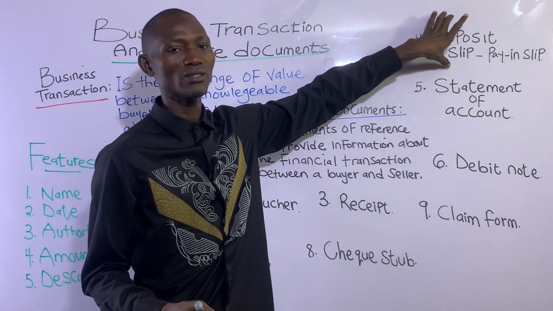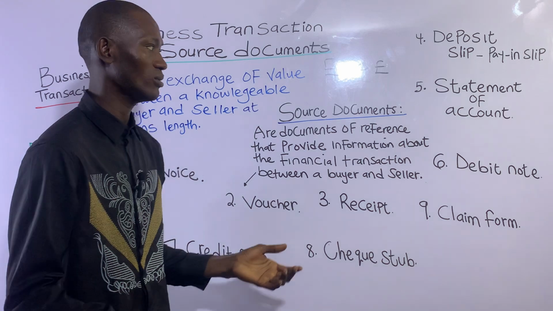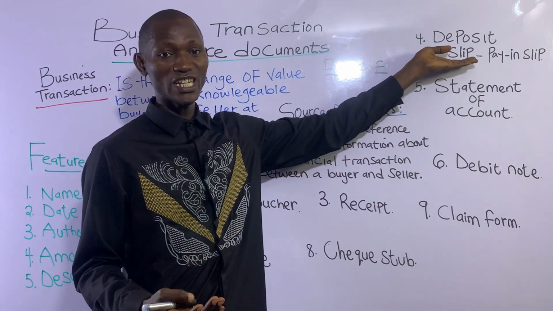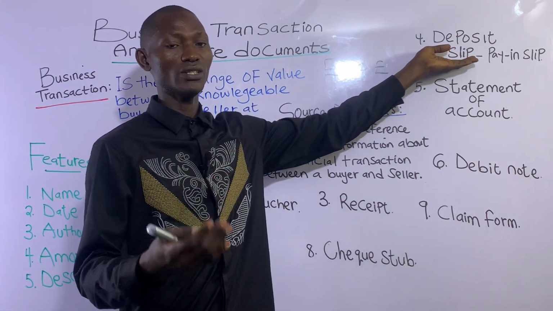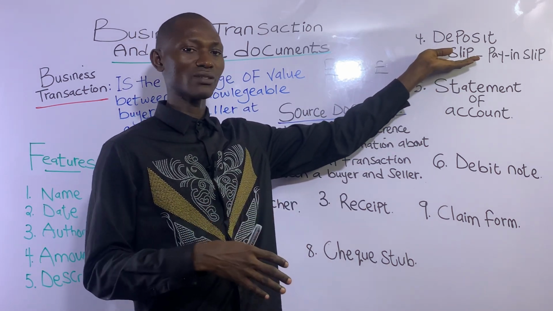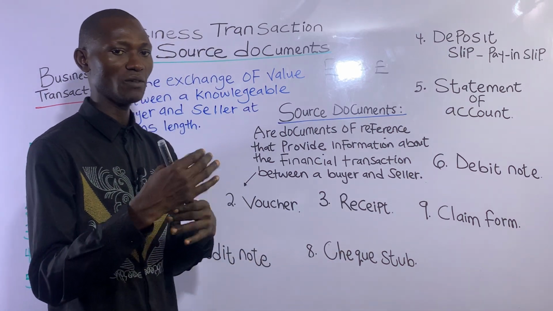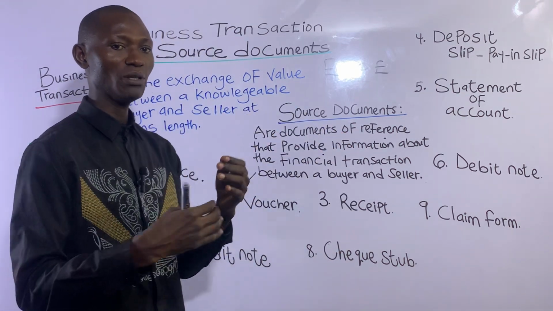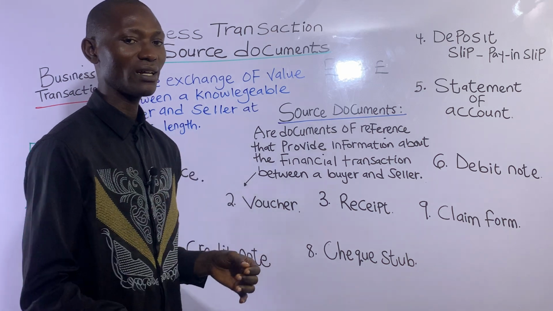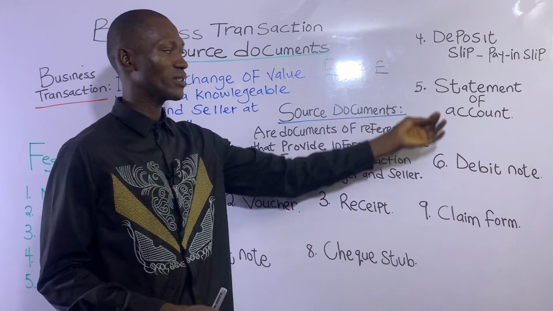This deposit slip most times serves as a source of information for updating the cash book. So when you want to update your cash book, you can make use of the deposit slip or paying slip, because it serves as a source of information for cash that has been paid into the bank account. Then the next, statement of accounts.